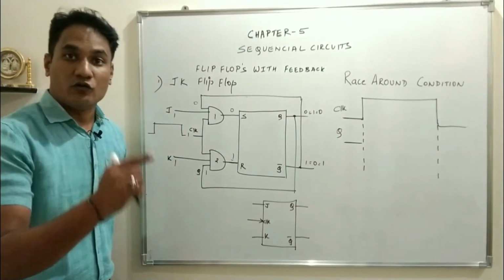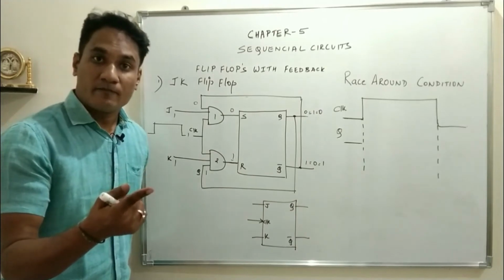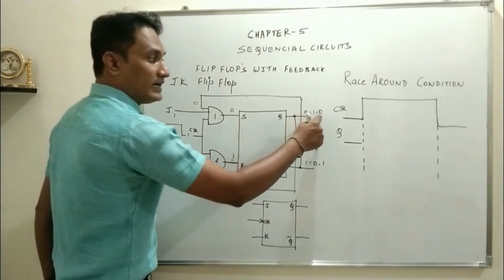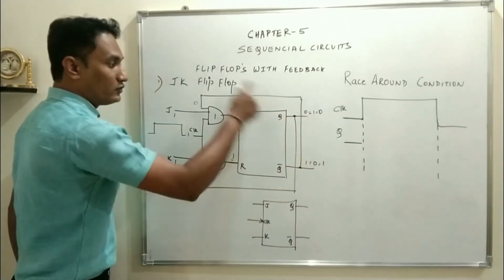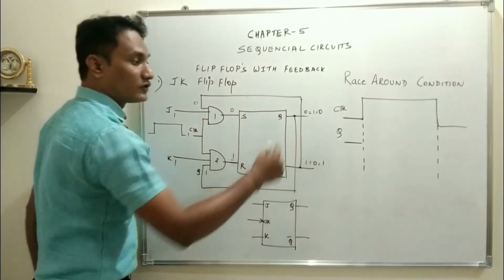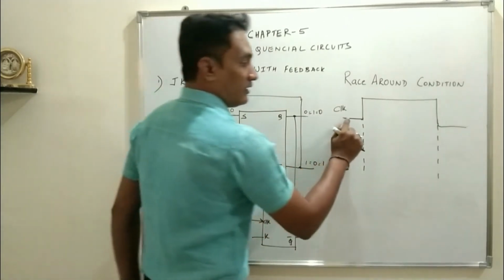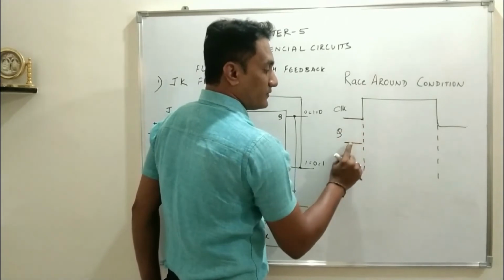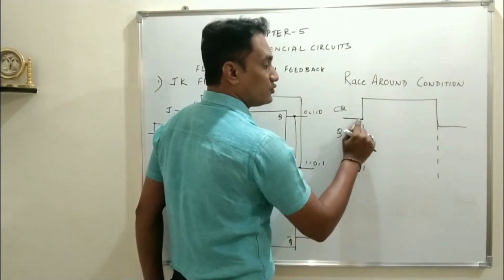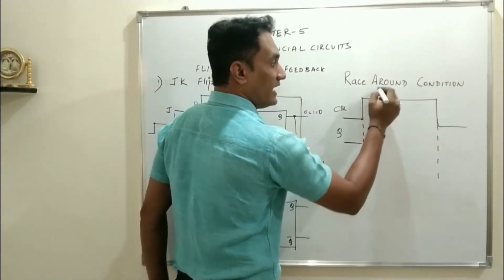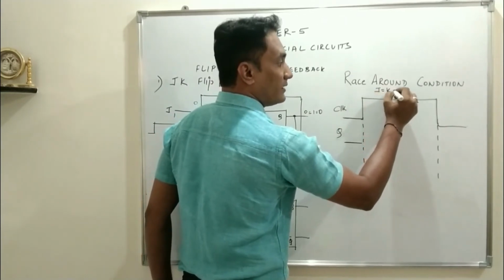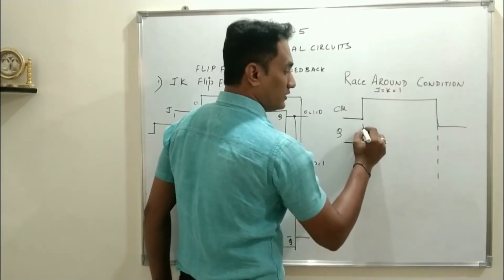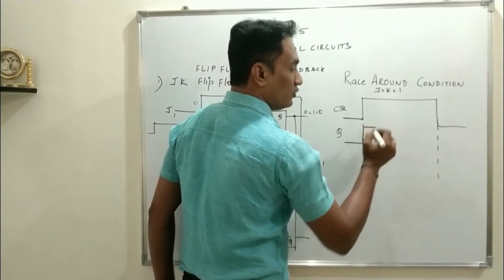That means the output will toggle, and the change in the output will be fed back to the input condition change, and therefore the output will change. That means initially when clock is 0, Q is 0 suppose. As soon as clock becomes 1, if J and K equals 1, the output should toggle. It will go from 0 to 1.